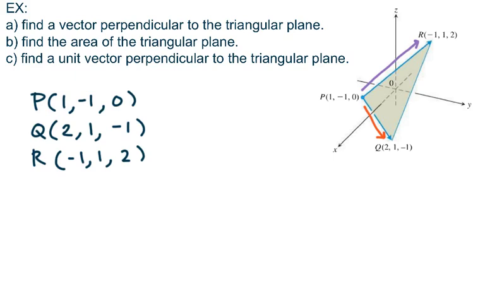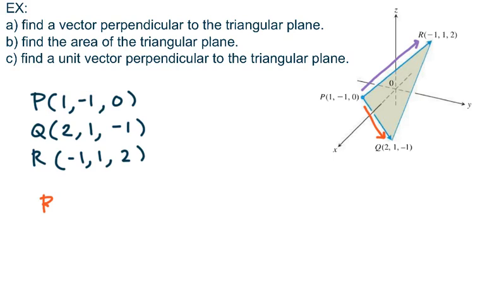The first thing we're going to do is to find a vector perpendicular to the triangular plane. So a vector that would be perpendicular is going to be the cross product of these 2 vectors. So we need to know what PR and PQ are.